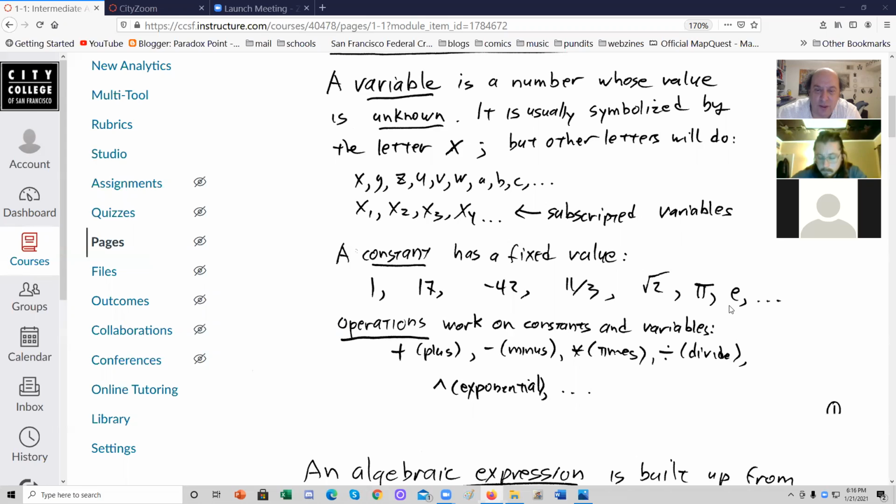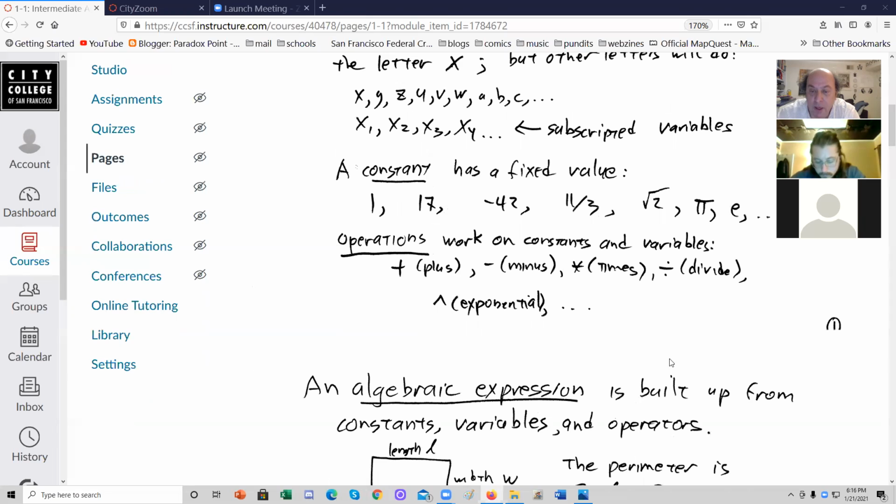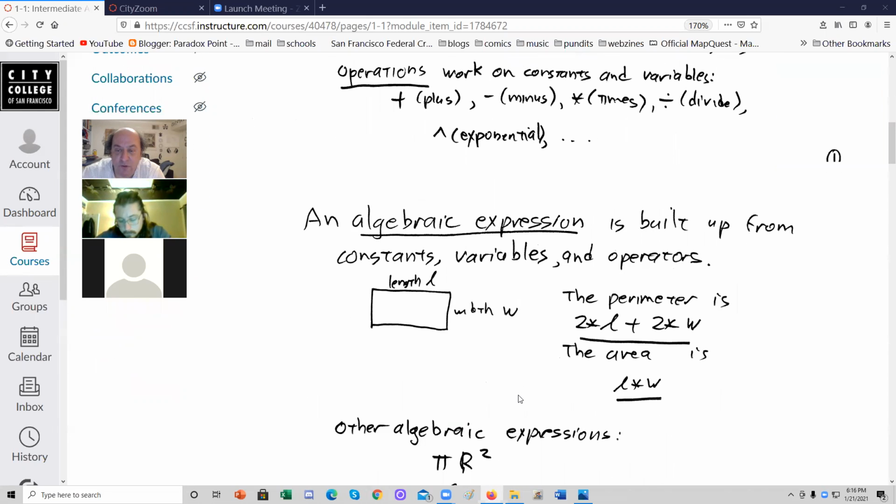Operations work on constants and variables: addition, plus, minus, subtraction, times, divide, exponential, and there will be many others, but those are the basic ones. We build an algebraic expression up from constants, variables, and operators. For example, here's a rectangle, length L and width W. The perimeter is twice the length plus twice the width, 2 times L plus 2 times W. Its area is length times width, L times W.